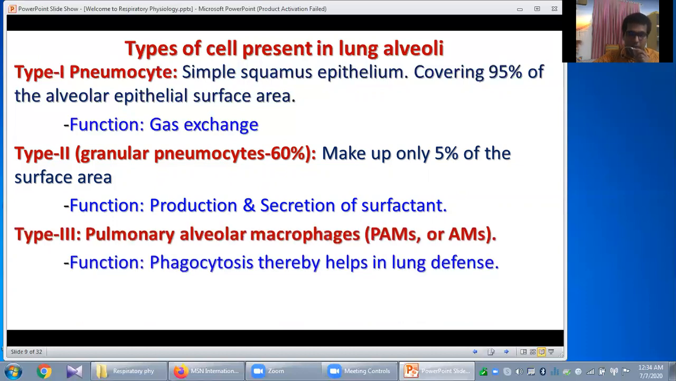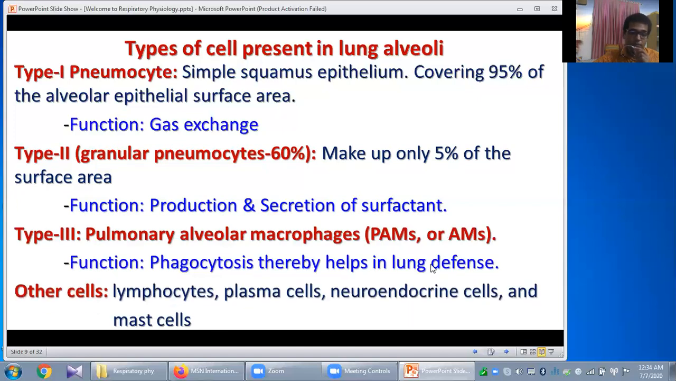And another type of cell is called type 3. They are actually pulmonary alveolar macrophages or PAM, or simply called alveolar macrophages. Functions: they are actually phagocytic cells. So through phagocytosis they can help in the lung defense mechanism. Other cells are also present there, like lymphocytes, plasma cells, neuroendocrine cells, and mast cells. Tracheobronchial passages also contain other types of cells like mucus cells, goblet cells, and Clara cells. Okay.